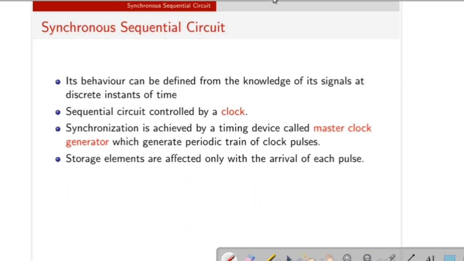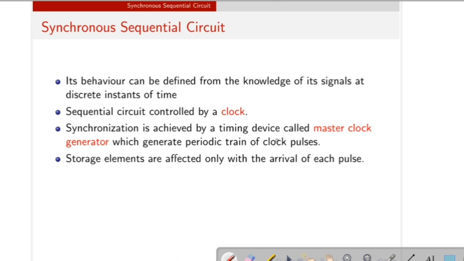So the storage elements are affected only with the arrival of each pulse. That means when you apply this clock signal, then only the storage elements connected to the sequential circuit change their state. So actually the state change of the memory element depends on the external input and the present state of the memory element. In a synchronous sequential circuit, the memory elements change their state only after applying this clock signal.